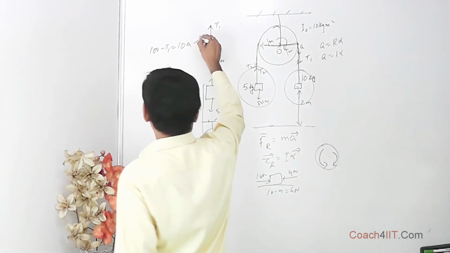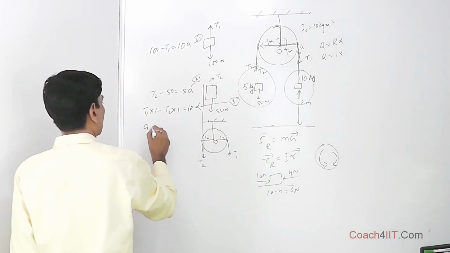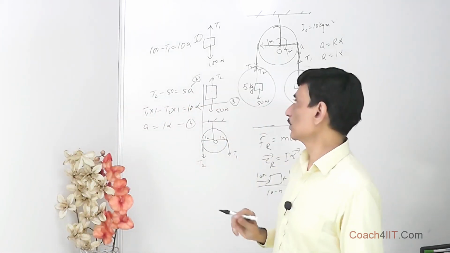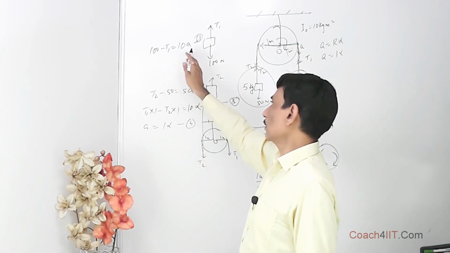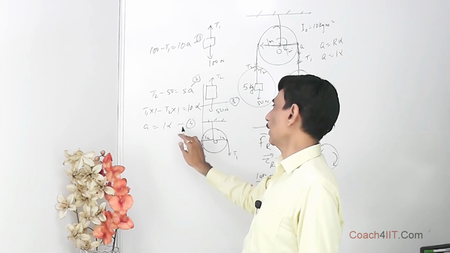So we have one equation over here, second equation over here. This is the third equation, and fourth equation, A is equal to 1 into alpha. Now let's see how many variables or unknowns there are. T1, 1 unknown, A second unknown, T2 third unknown, alpha fourth unknown, and we have 4 equations.